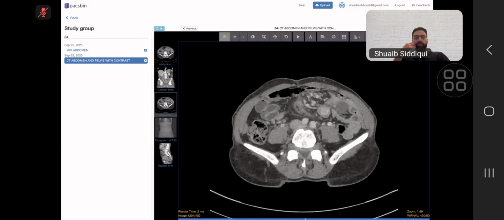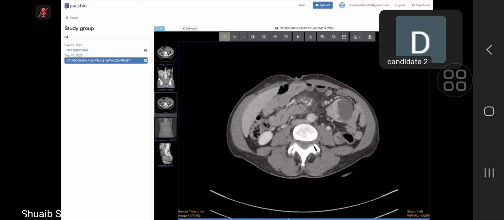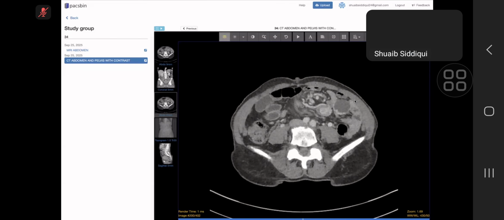The Hounsfield unit is about 10. Okay, so if it's a fluid density, it could be an enteric cyst within the small bowel loops. Is there anything else you think it could be?